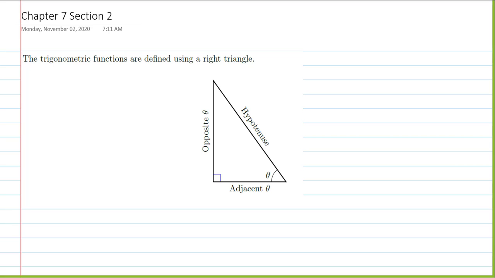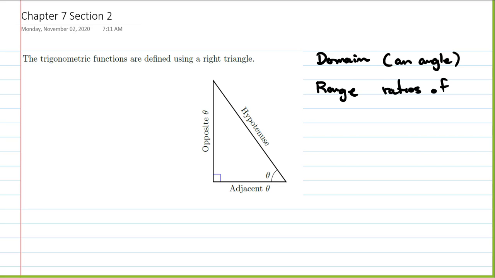So trigonometric functions are defined using a right triangle. So the domain of a trigonometric function is going to be an angle, and our range is going to be the ratios of the sides of a right triangle.